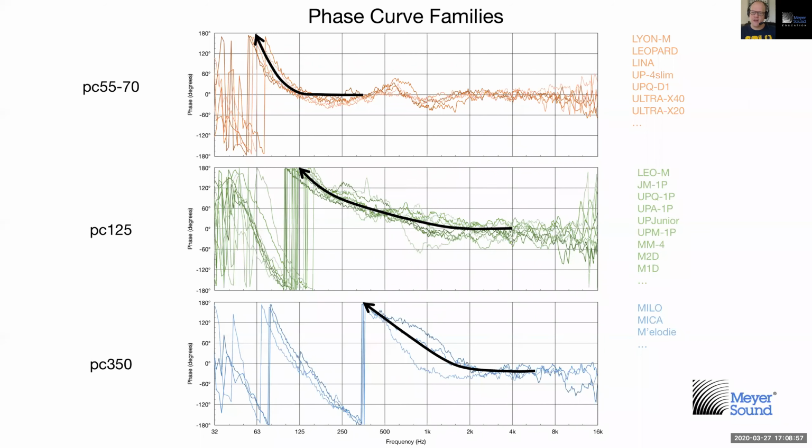And the bulk of them, such as Leo, UPQ, UPA, UP Junior, UPM, all of those loudspeakers have a phase curve that lives roughly around 125 Hertz. And we refer to that family of phase curves as PC125. That being said, as we're continuously trying to improve the native phase response of our products, these phase curves have been subject to change.